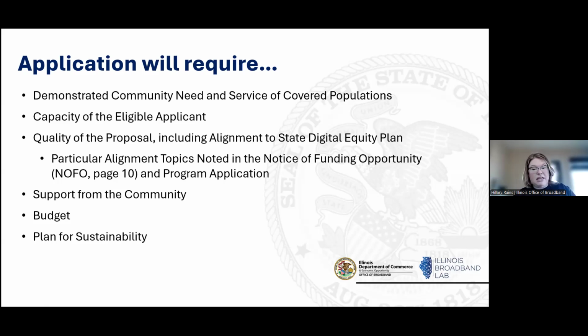Support from the community is a big one. Having a budget that aligns with your program and also planning for sustainability. We are very excited that this program goes out 3 years. We would love if you have ideas about how to extend it beyond that, right? Beyond those 3 years, make sure that you continue to be a resource to the community in whatever ways you can.